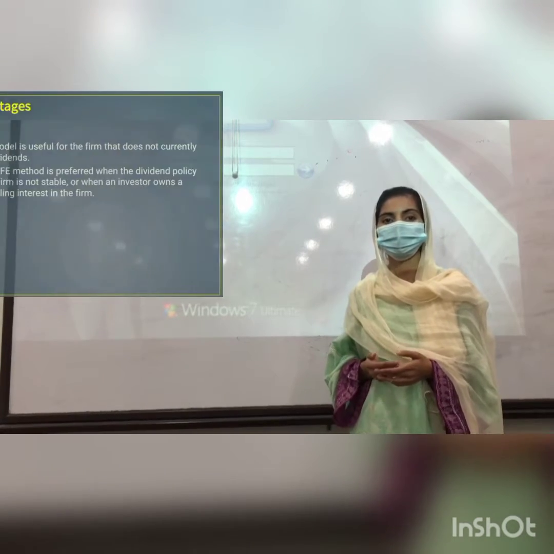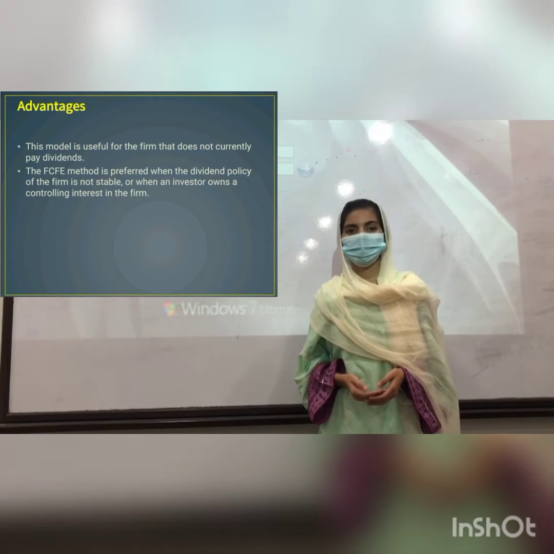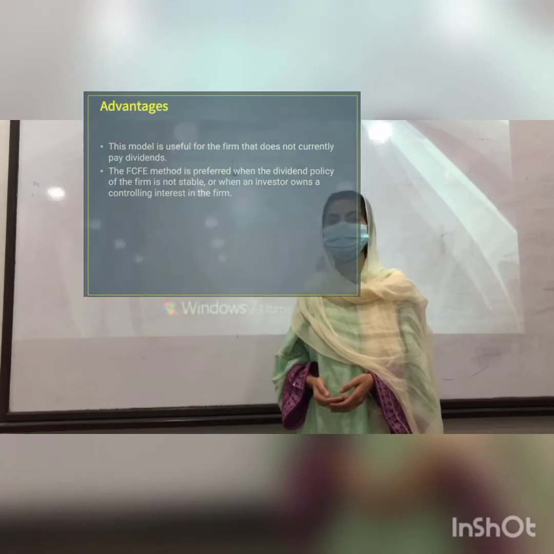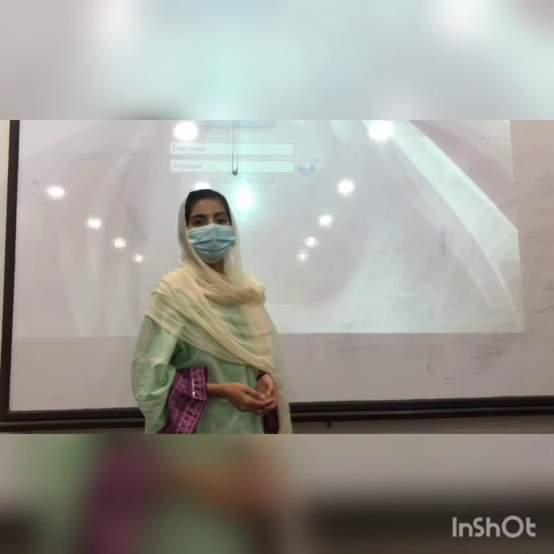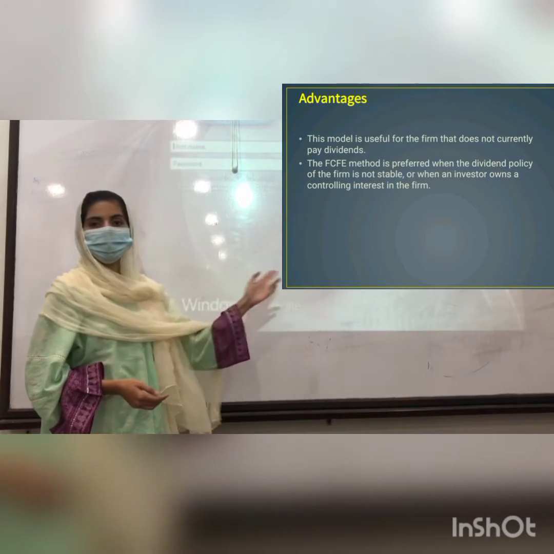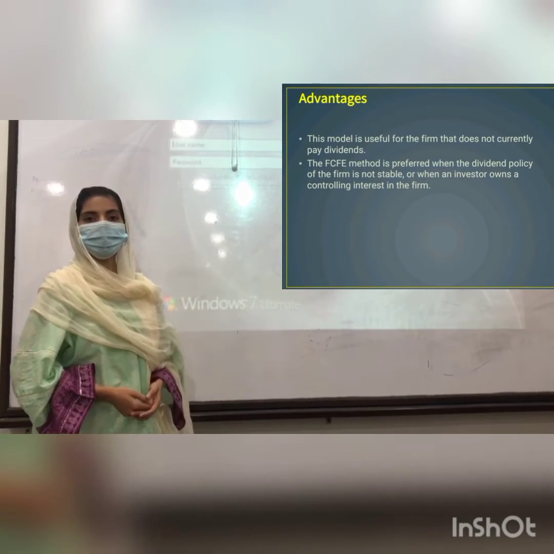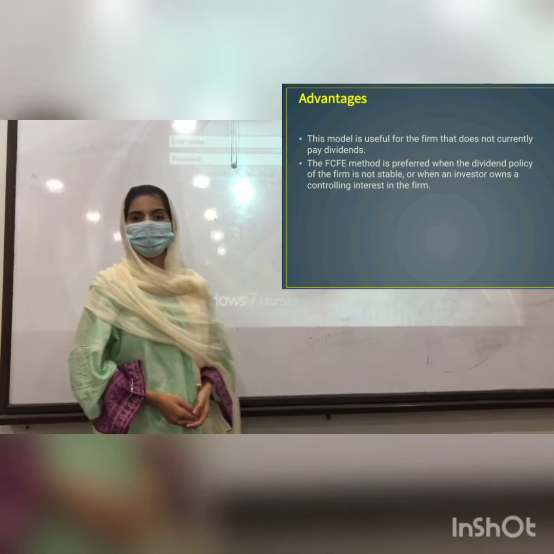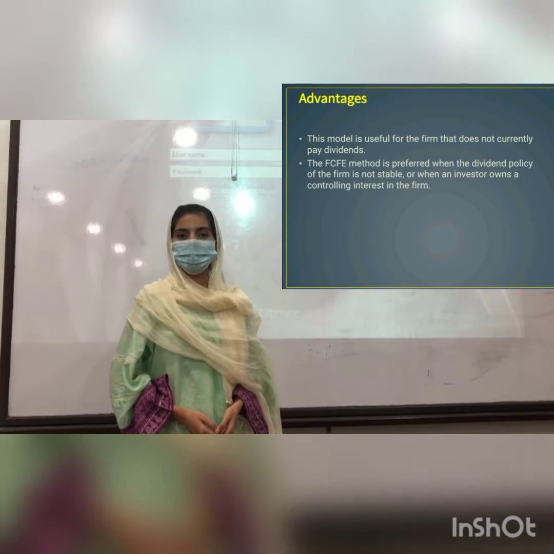Advantages: this model is useful for firms that do not currently pay dividends. The free cash flow to equity method is preferred when the dividend policy of the firm is not stable, or when an investor owns a controlling interest in the firm.